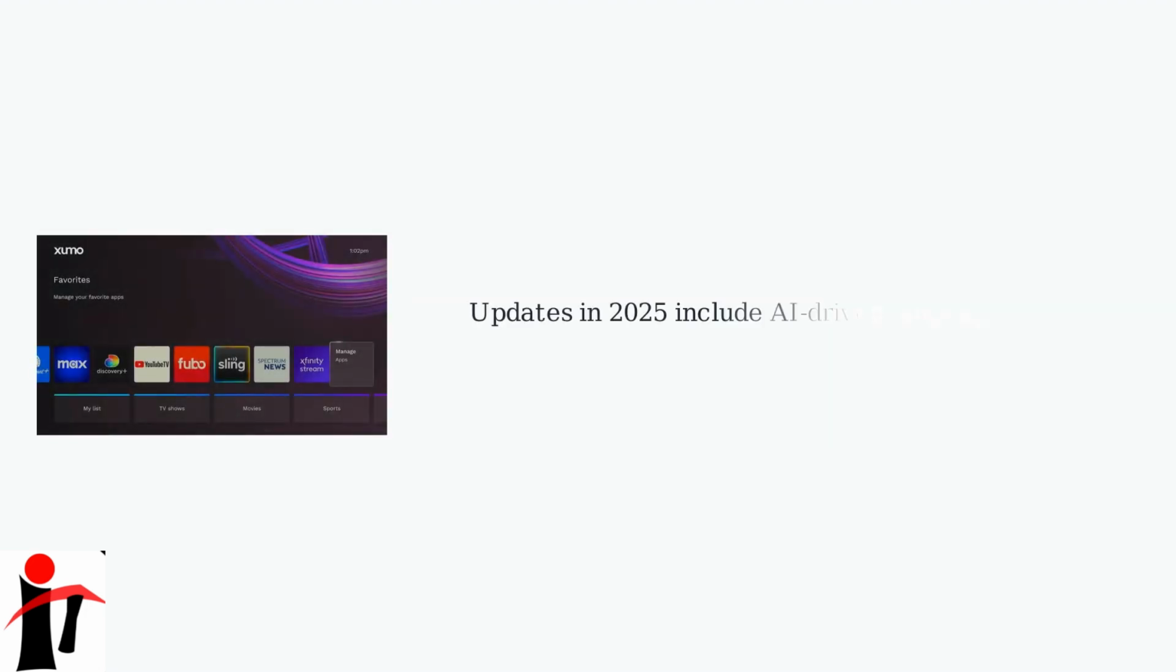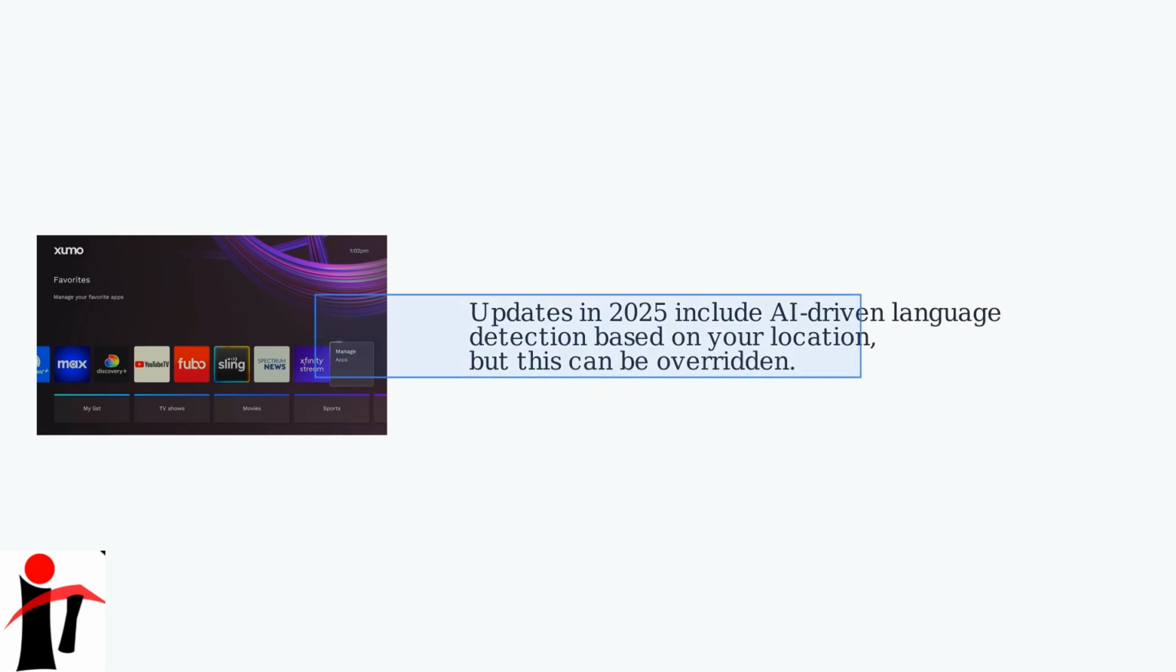Updates released in 2025 include AI-driven language detection that suggests language preferences based on your location, but this can be overridden. If you're still having trouble, check Xumo's official help center for troubleshooting tips.